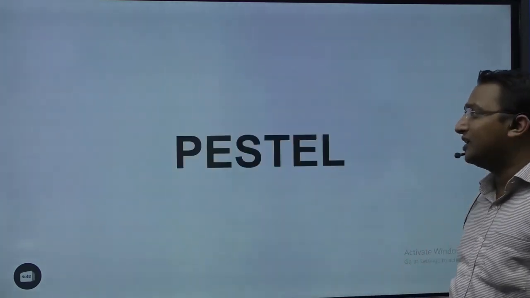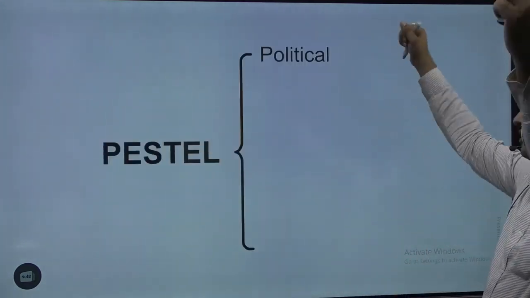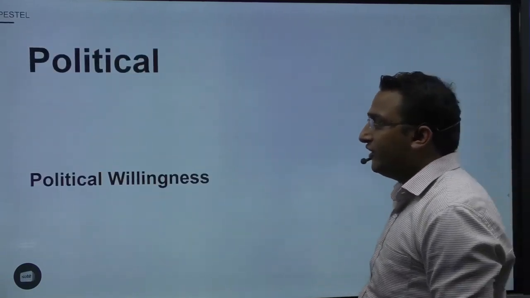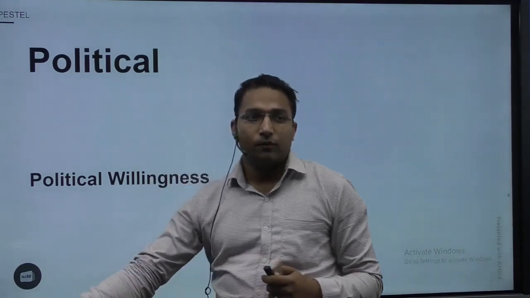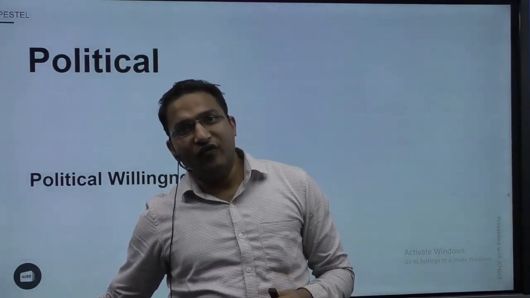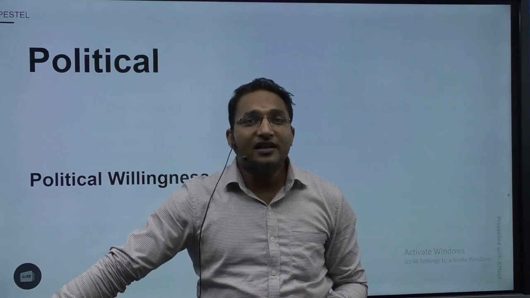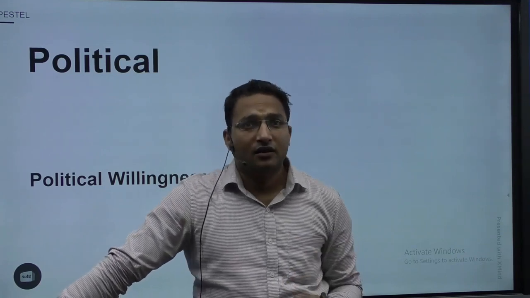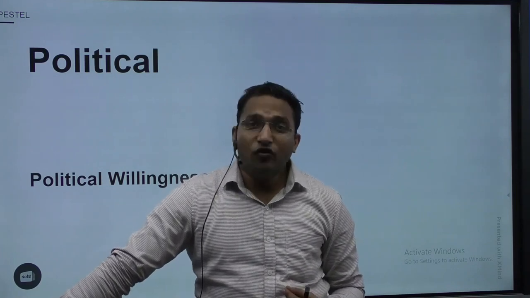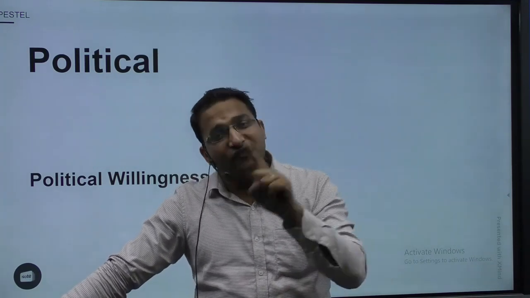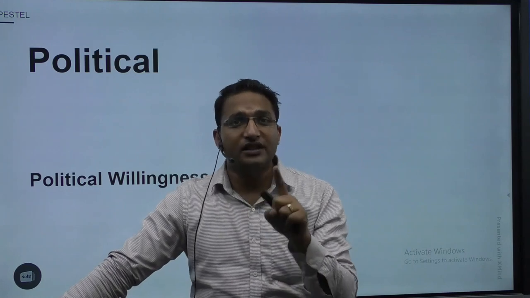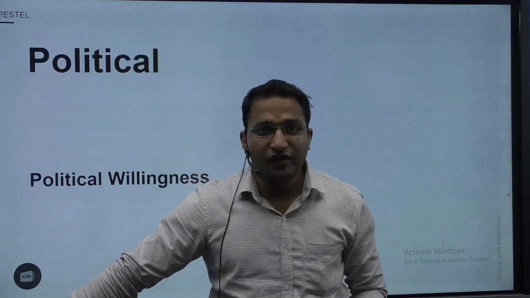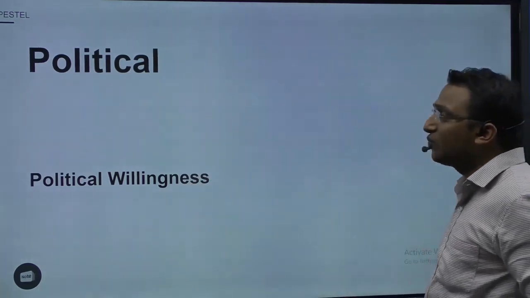Okay, so in the PESTEL approach, P stands for political. Now in the political, what are the various sub dimensions? First is political willingness. For example, if we are writing the answer on the reasons of poverty in India, I can write the lack of political willingness. Only from the Fifth Five Year Plan we started focusing upon poverty. Before that we were not focusing on poverty. So first is the absence of political willingness.